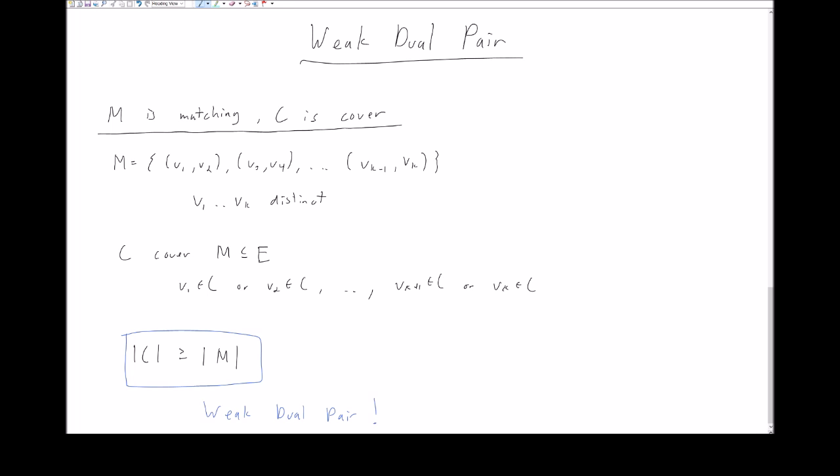You'll see that the proof that this is a weak dual pair is very combinatorial in nature. And this isn't going to be out of the ordinary. Whenever we come up with a dual pair, occasionally they're going to be combinatorial. And to prove that they form a weak dual pair, we'll have to go through a very combinatorial type of argument.